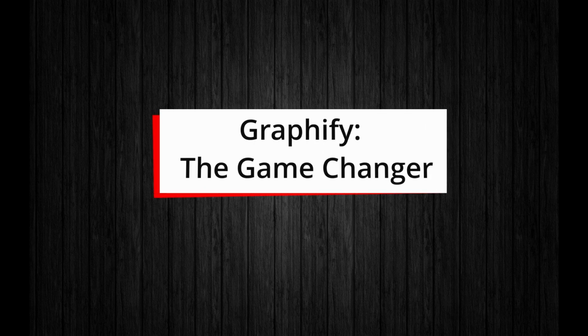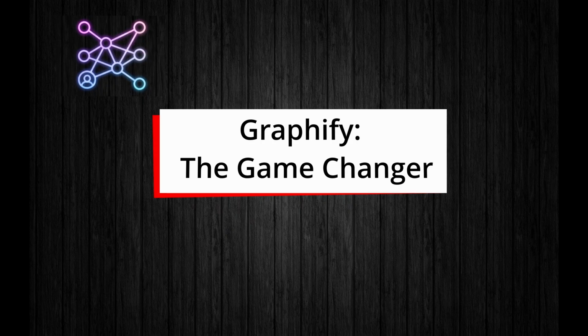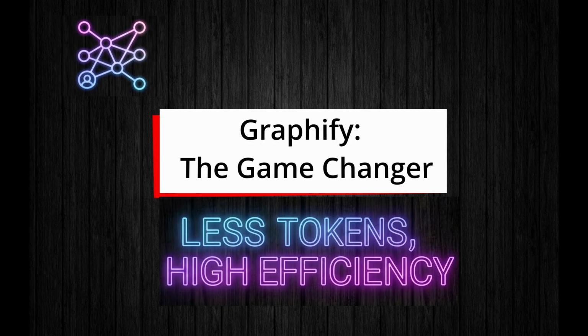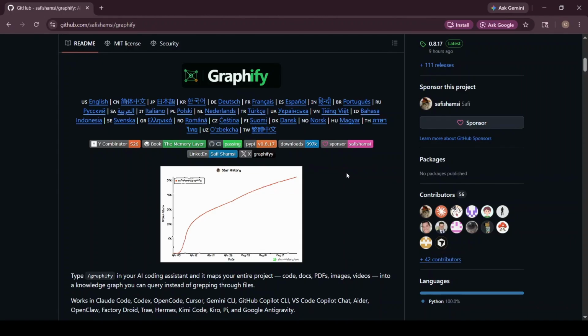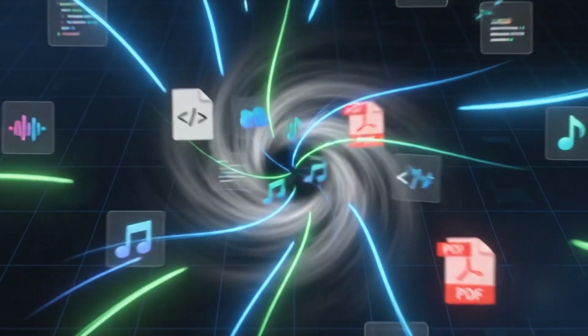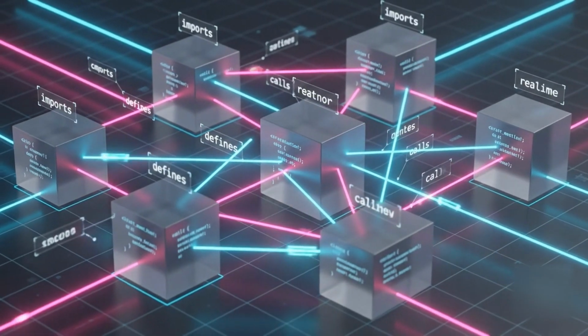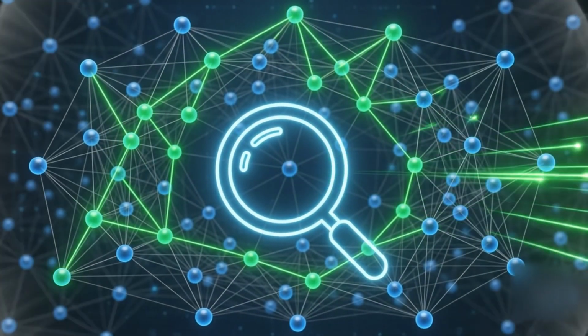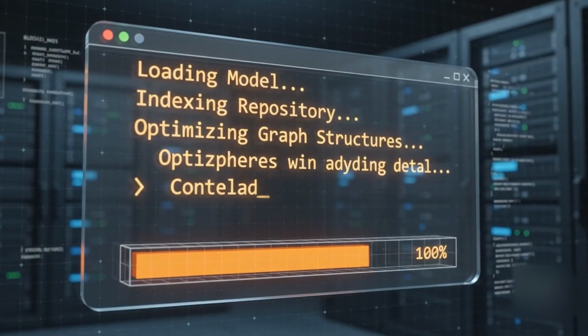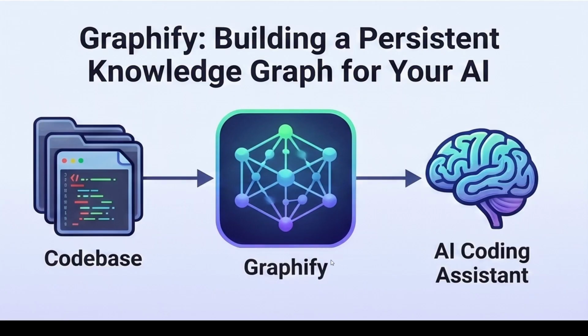Hey guys, in today's video, we are going to break down Graphify, what it is, why it's a game changer for token efficiency, and how it acts as the ultimate memory layer for a local AI. Graphify is an open source tool and AI skill that converts your entire folder of code, documents, PDFs, and multimedia into a queryable knowledge graph. It acts as a persistent memory layer for your local AI coding assistant.